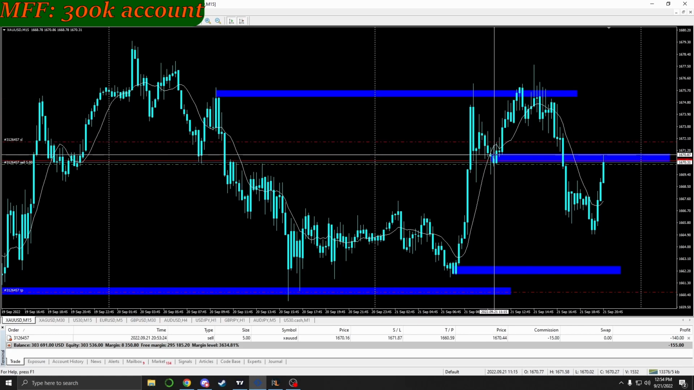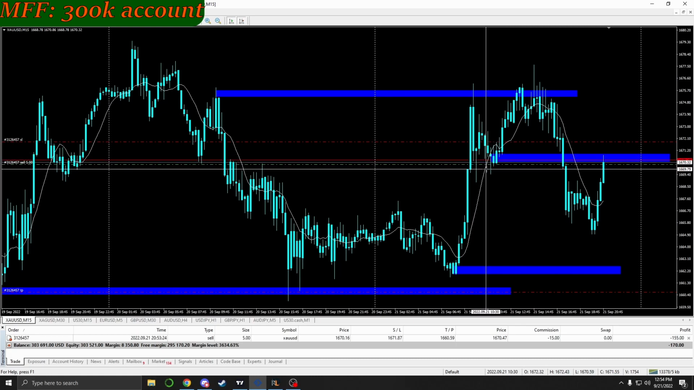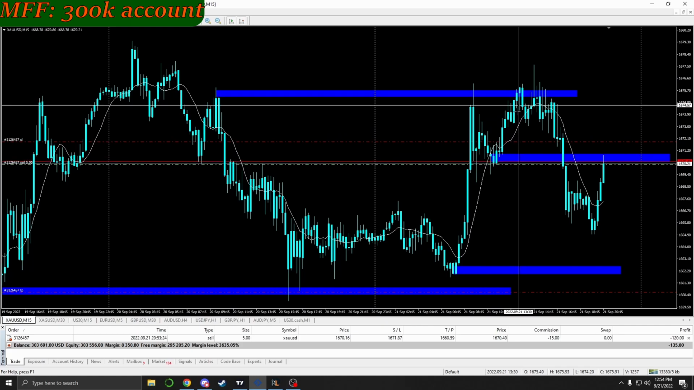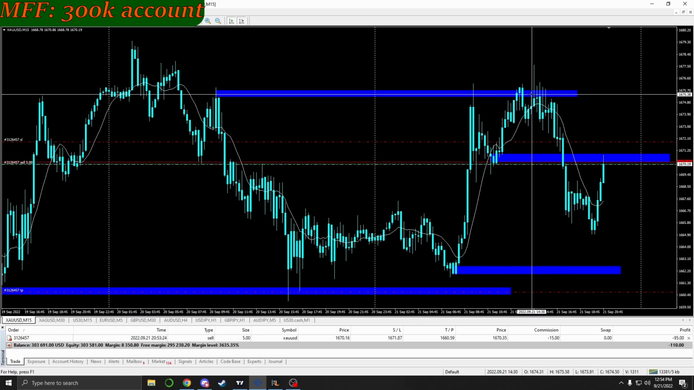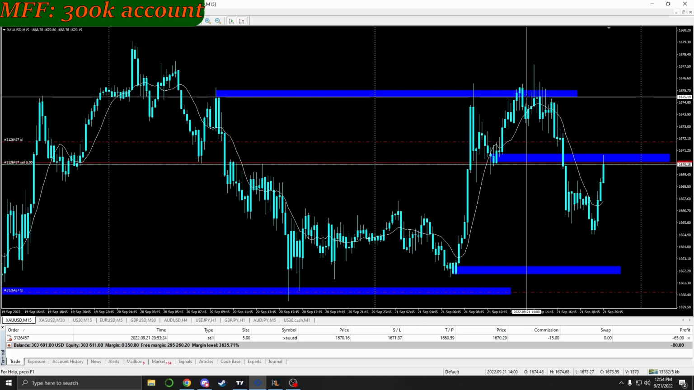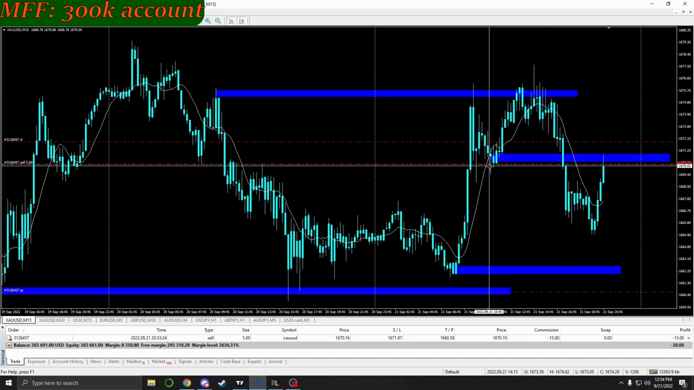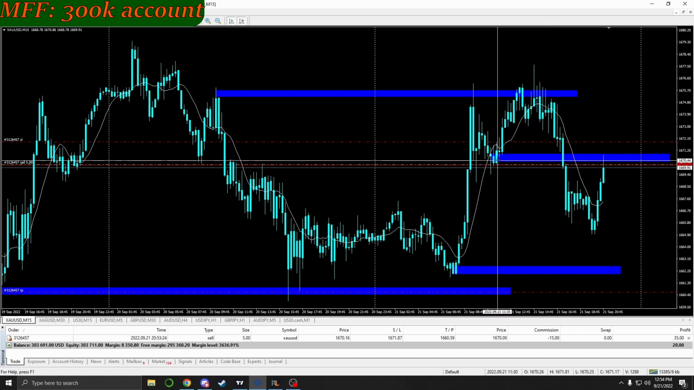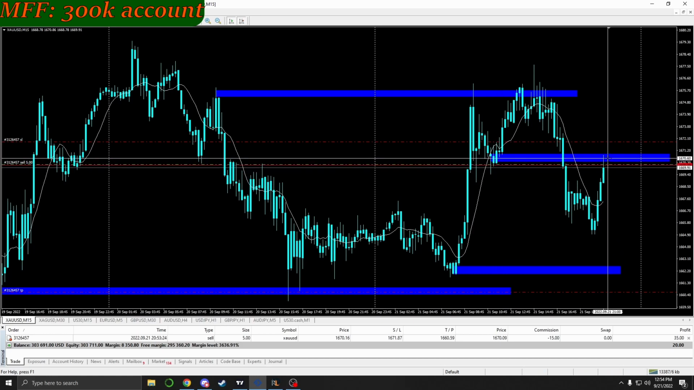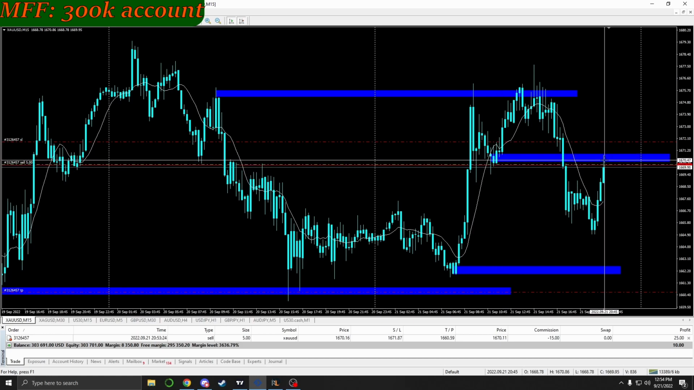And then I also believe that this right here was a candle that was created by institutions to push price up to reach that price point. So now that they finally resolved this position, they needed to come up and resolve this position. So when it comes up and taps into this zone, I entered into a trade.